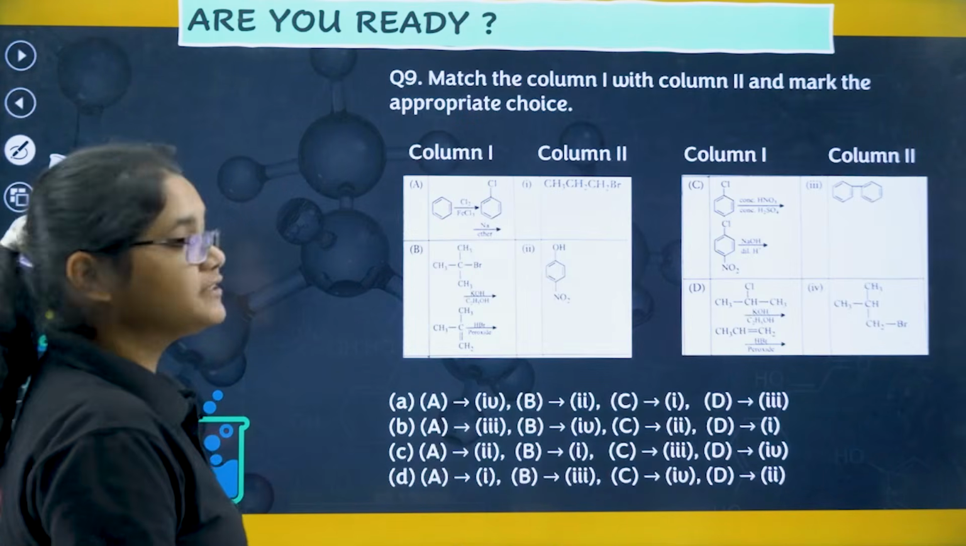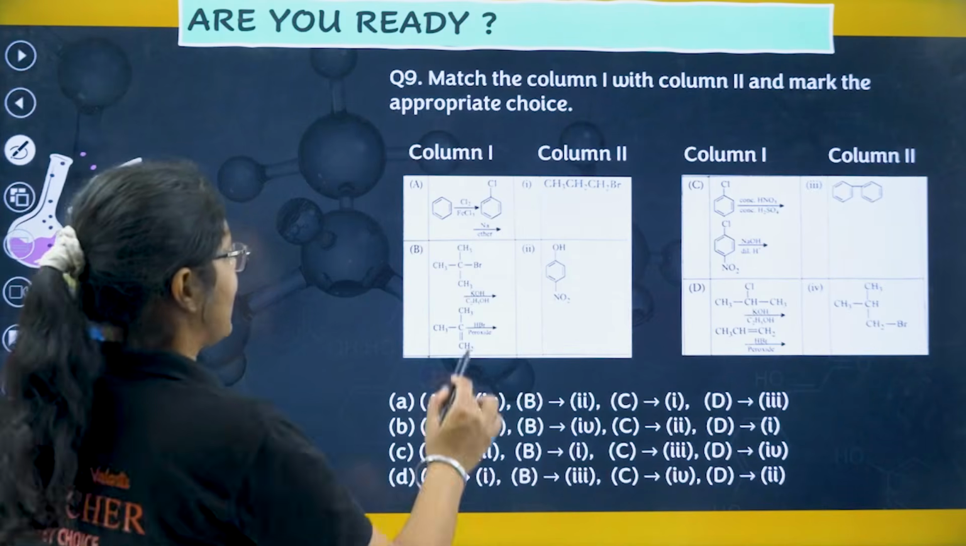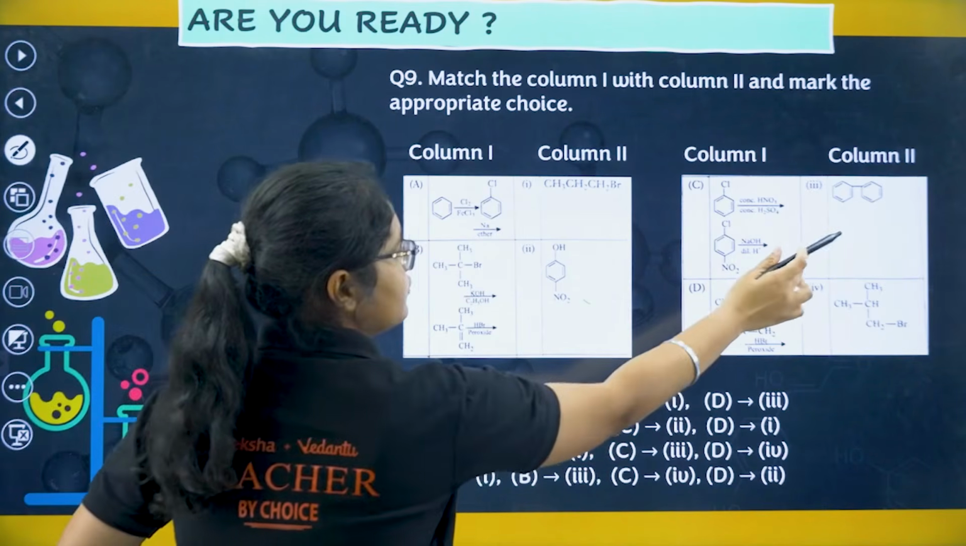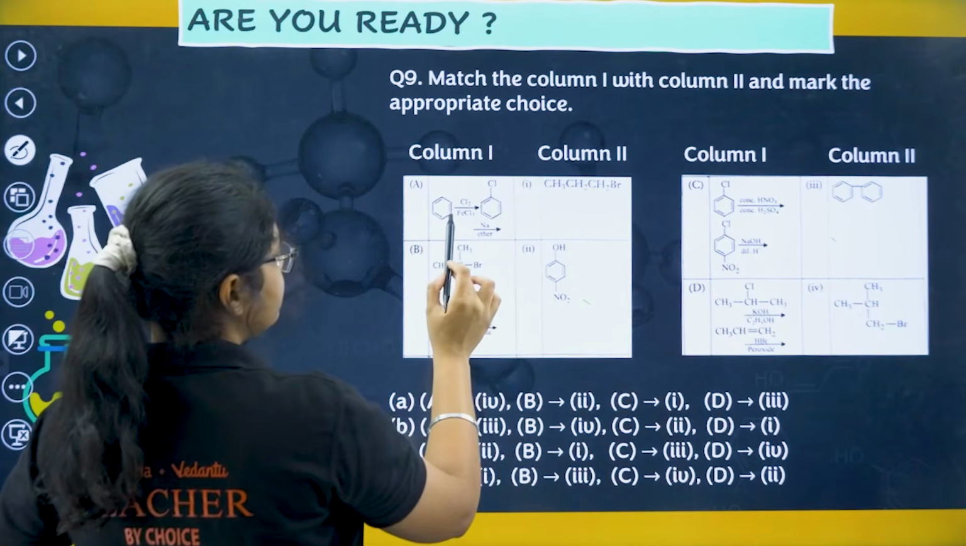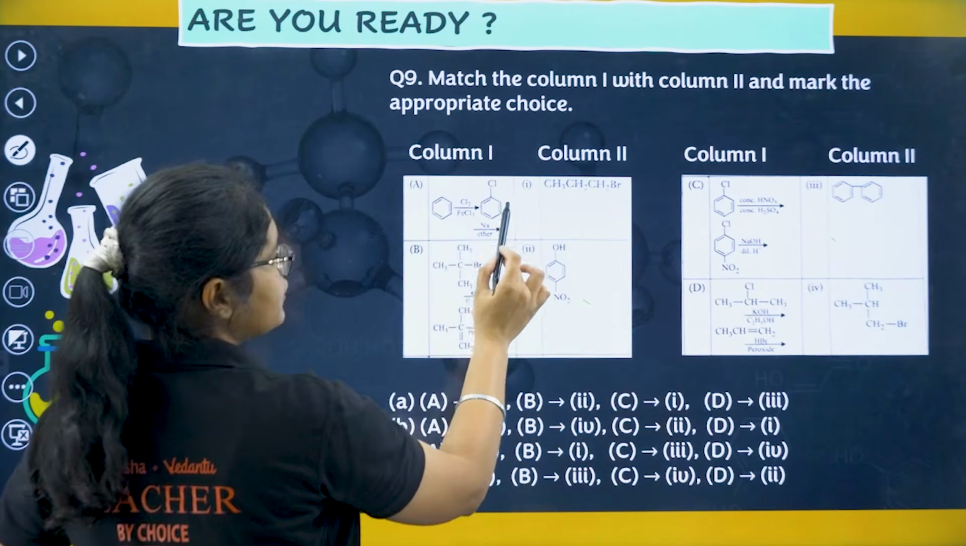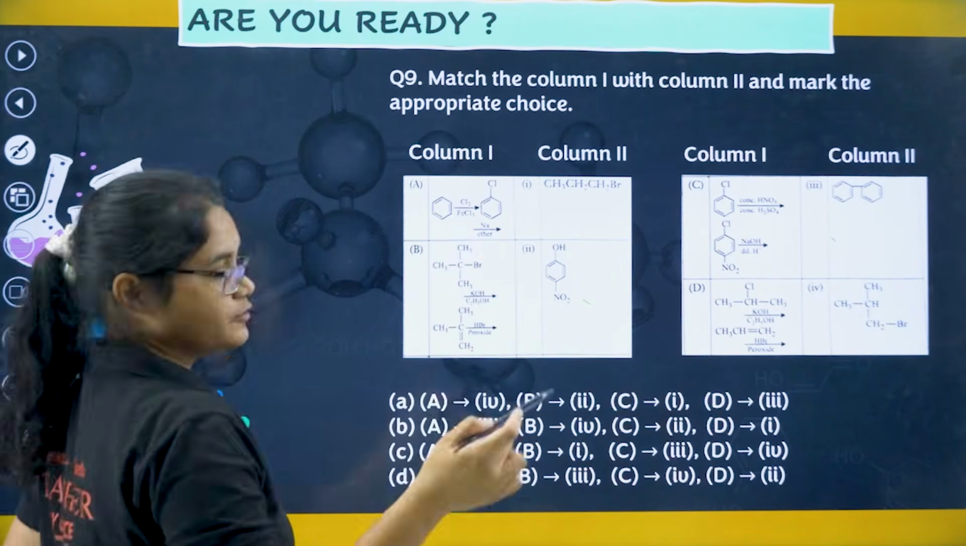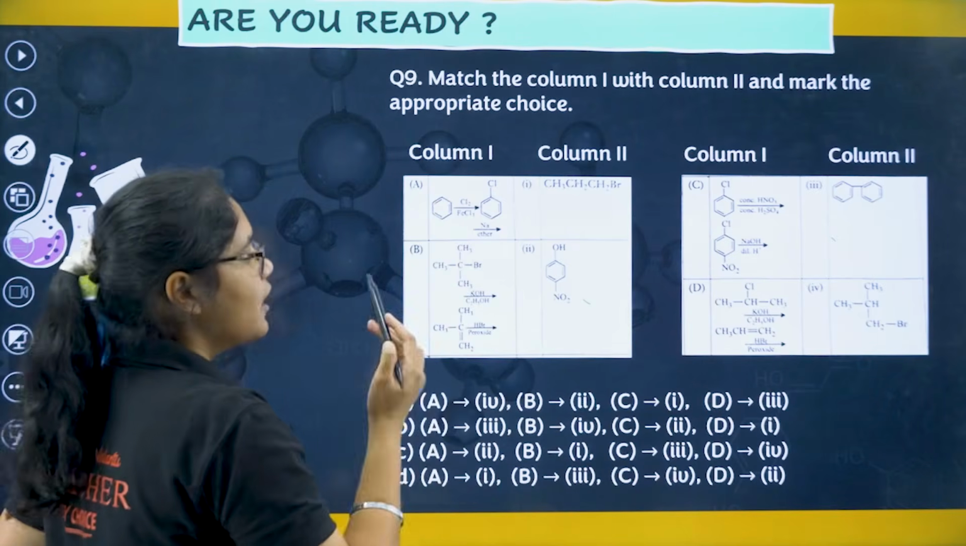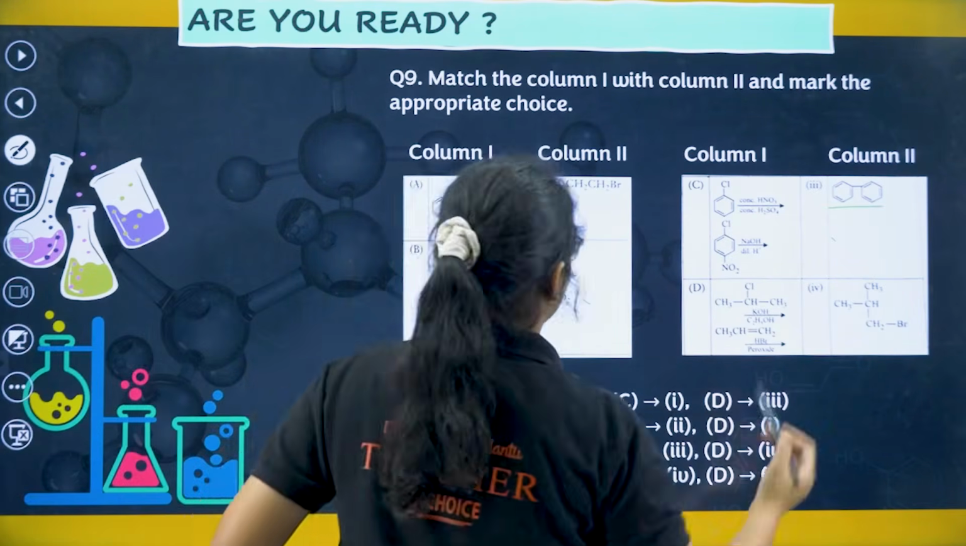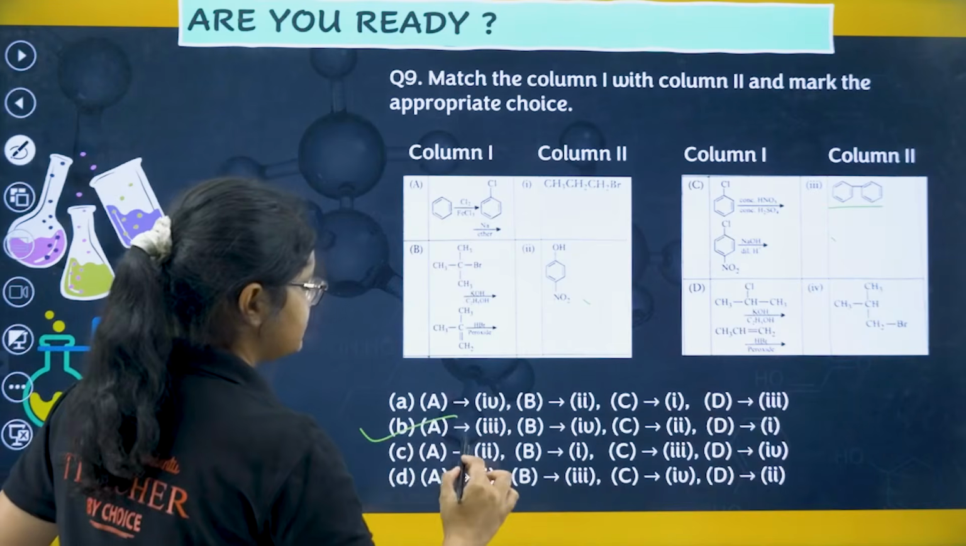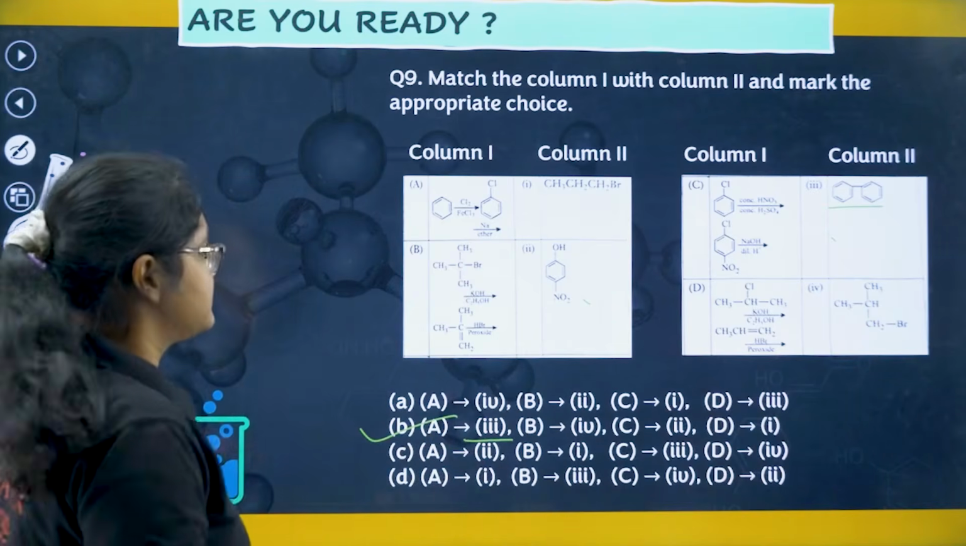Next, match the following. Okay, so here you have A, B, C, D and 1, 2, 3 and 4. Okay, so you have the first one Cl2 FeCl3, you got chlorobenzene, then it is Na ether. So this I have told you just now, we discussed Fittig reaction, so I will get biphenyl. So A has to be 3 and there is one option with A3. Let's see the next one.